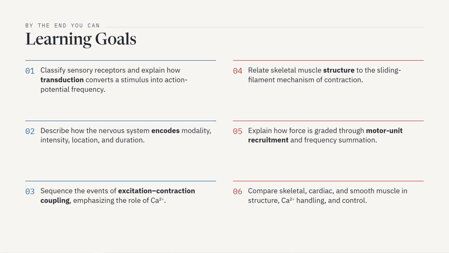The second 3 go deeper into muscle, sequence the events of excitation, contraction, coupling, with real emphasis on calcium. Explain how the body grades muscle force, and finally compare the 3 muscle types. I'd suggest coming back to this slide when you review. If you can speak to each of these 6 points in your own words, you've got the module. Let's start with the sensory side.